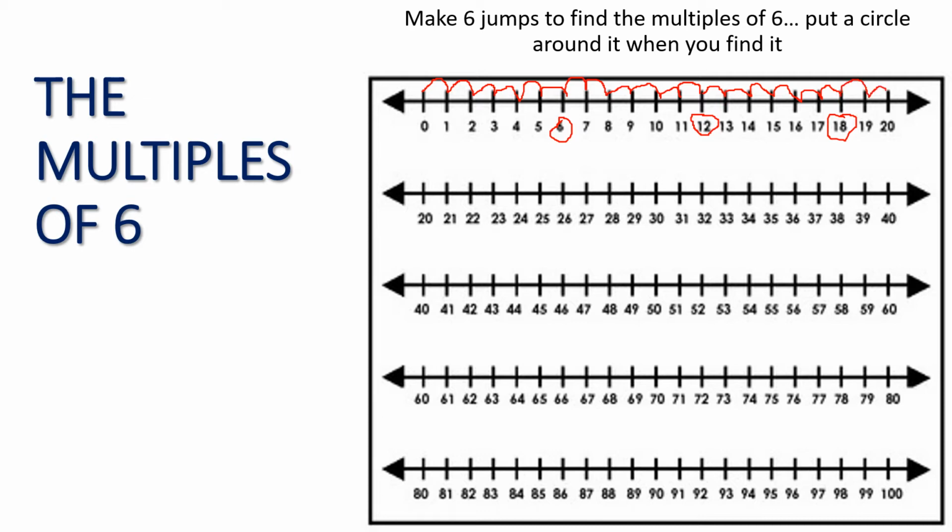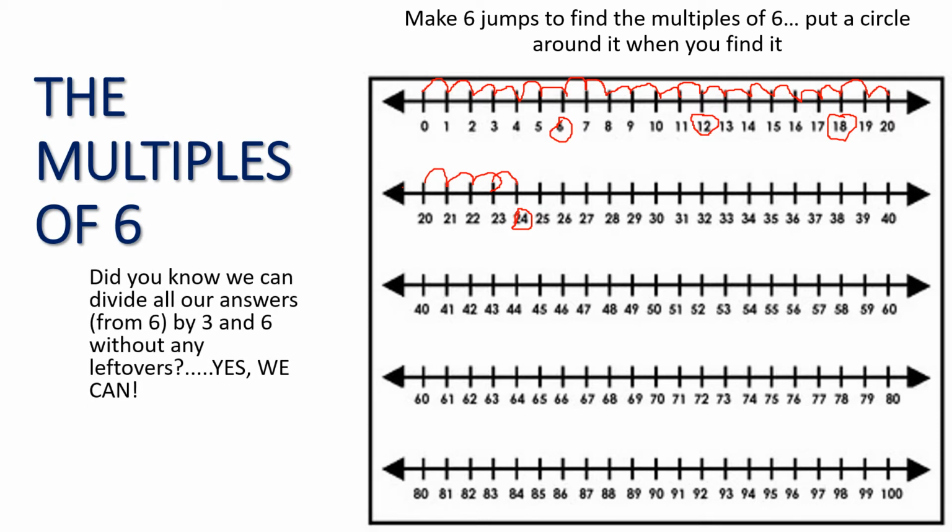Now we start from 18 again and make the next 6 jumps. 1, 2, then from 20 to 21, 3, 4, 5, and 6. So the next is going to be 24. All right, that's how we go on and on to make our multiples of 6. Okay, you can keep putting the circle to find the next one.